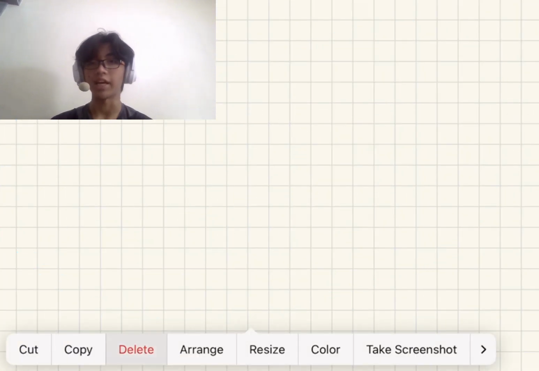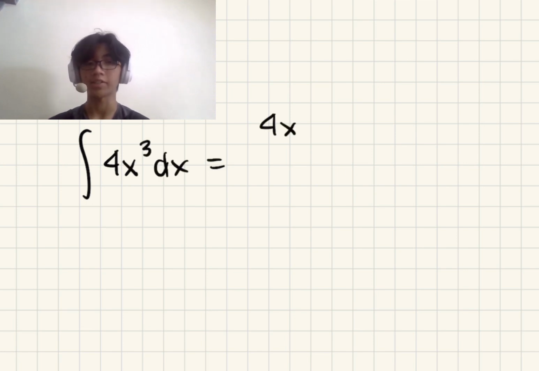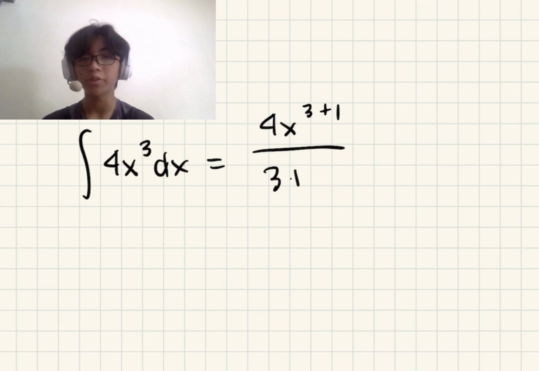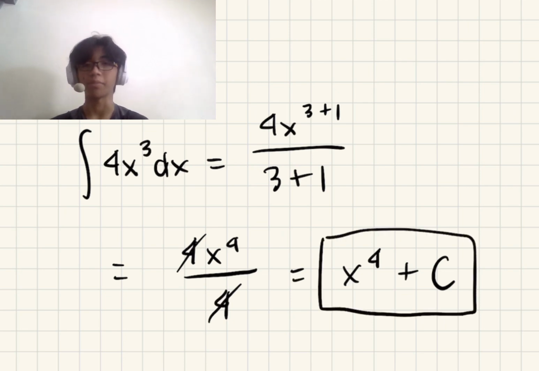So let's find the antiderivative of 4x cubed. Now, the variable is raised to a constant, that's x to the power of 3. So what we're going to do is add 1 to the exponent. So it's going to be 3 plus 1, and then we're going to divide by that result. So it becomes 4x to the power of 4 divided by 4, and this gives us the original function x to the power of 4. But we need to add the constant of integration, plus c.